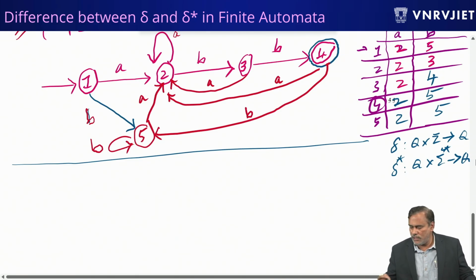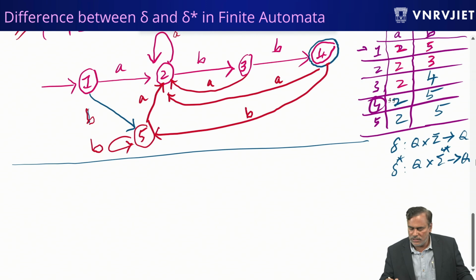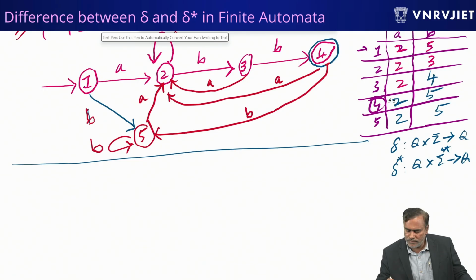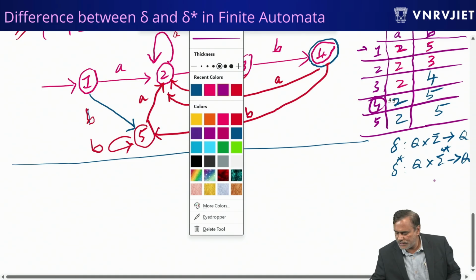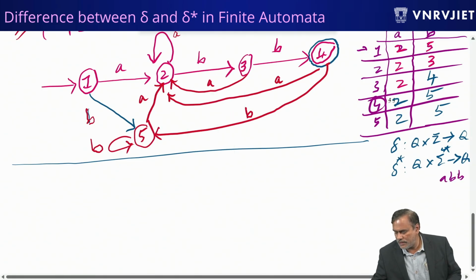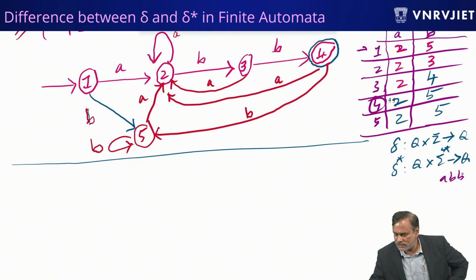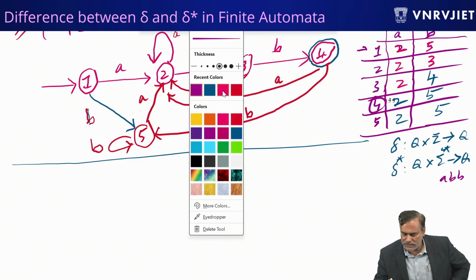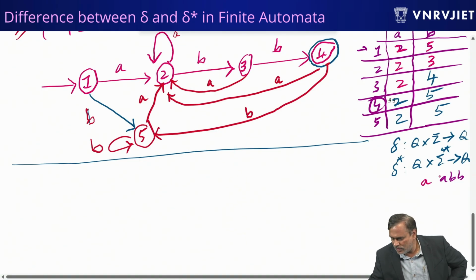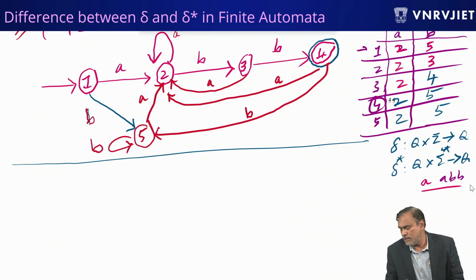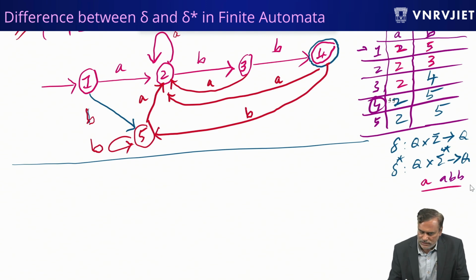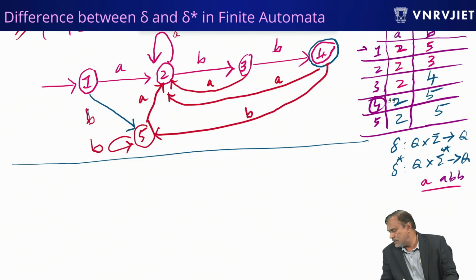What are the possible strings of this language? Every string must end with ABB. You can have any number of A's and B's in any combination followed by ABB. Let me take some string belonging to this language, say AABB. If I take this string, how is it going to get processed? What is the start state here? That is Q.